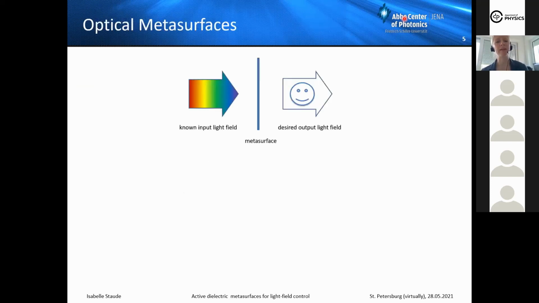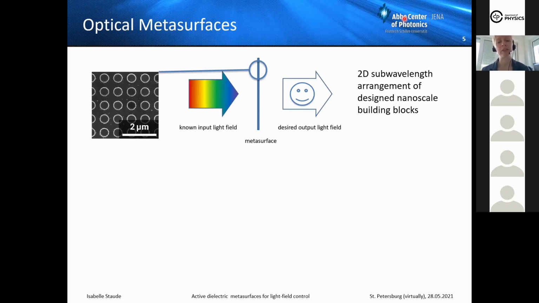All right, so all of you have probably seen images like this. This is sort of a cartoon of what a metasurface is. It's a sheet of nanoscale thickness, here oriented out of the plane of your screen. And then we come in with a known input light field, and the metasurface transforms this into an output light field with some desired properties, which can be wavefront, polarization, spectrum, and so on. So how does the metasurface do this? It's basically a two-dimensional sub-wavelength arrangement of designed nanoscale scatterers that interact with this known input light field in a desired way. And typically it can be a spatially inhomogeneous arrangement to locally control the properties.